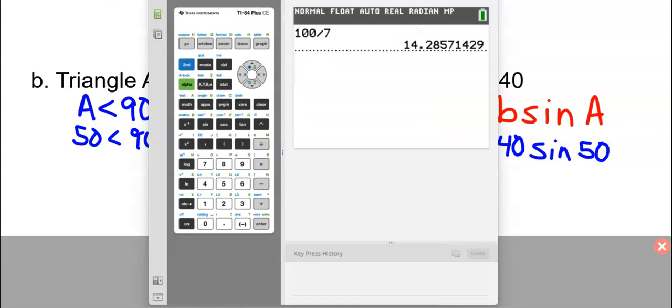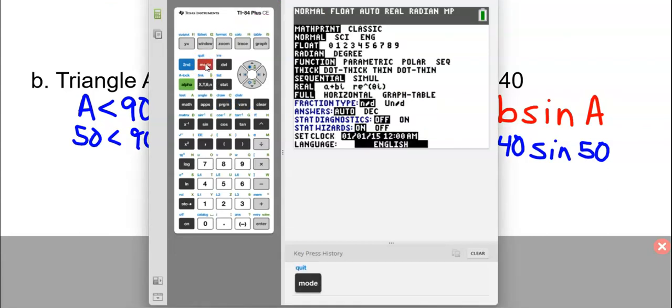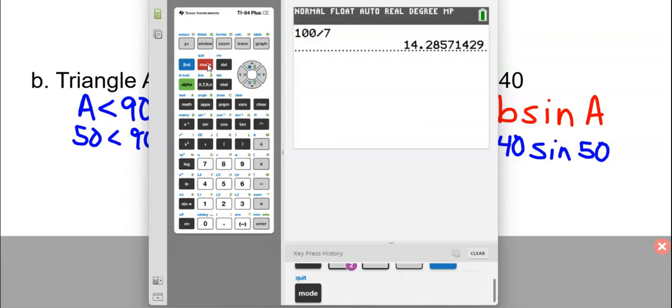All right, again, check your mode. Right here, I'm in the gradient mode. So let's go down and change it to degrees. We went down to that line, and we're going to hit enter on degree to highlight that. Make sure it's highlighted. All right, we're going to do second mode, quit, and we're going to put that 40 sine 50 in there. It's going to give us what that answer is.